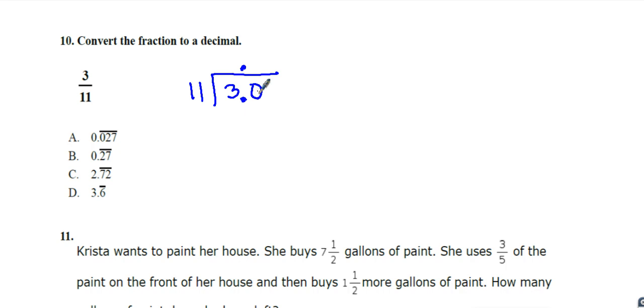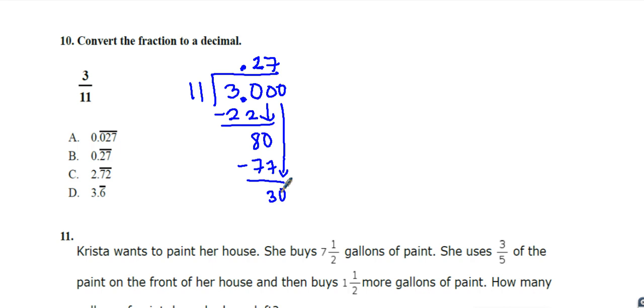11 goes into 30 now. That will be 2 times, because 11 times 2 is 22. So 22, difference of 8. Now I add another 0 and bring it down. And so that would be 80. And I had to bring another 0 down because 11 could not go into 8. And so 11 goes into 80 7 times. 7 times 11 is 77. A difference of 3 here. So now 11 does not go into 3. So I add another 0 and bring it down. And that gives me 30 again.